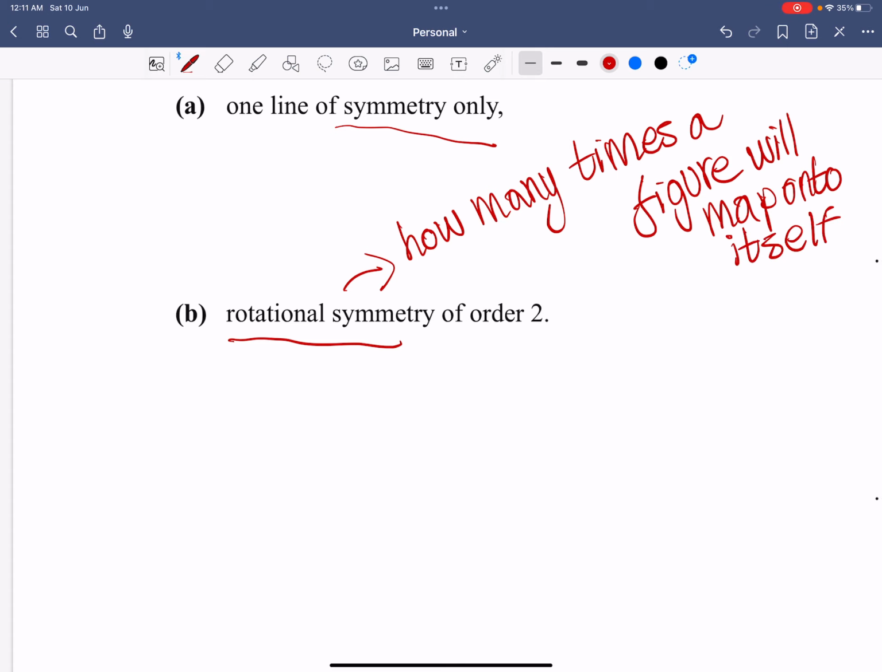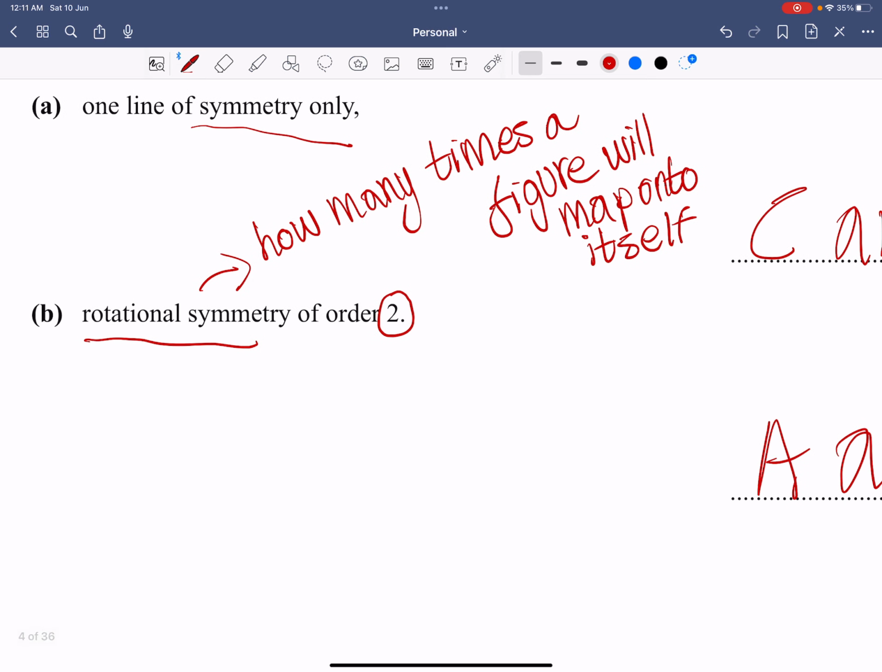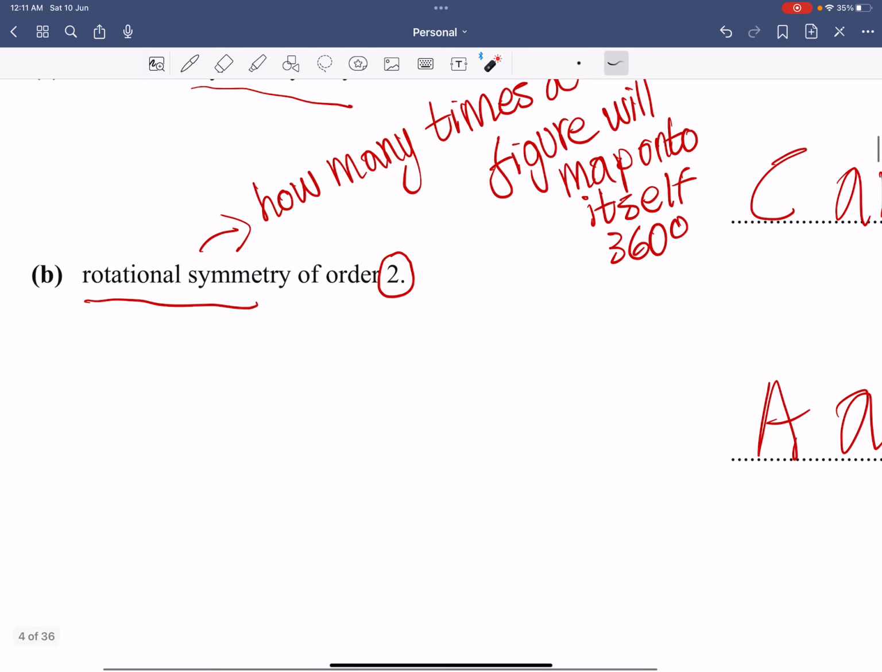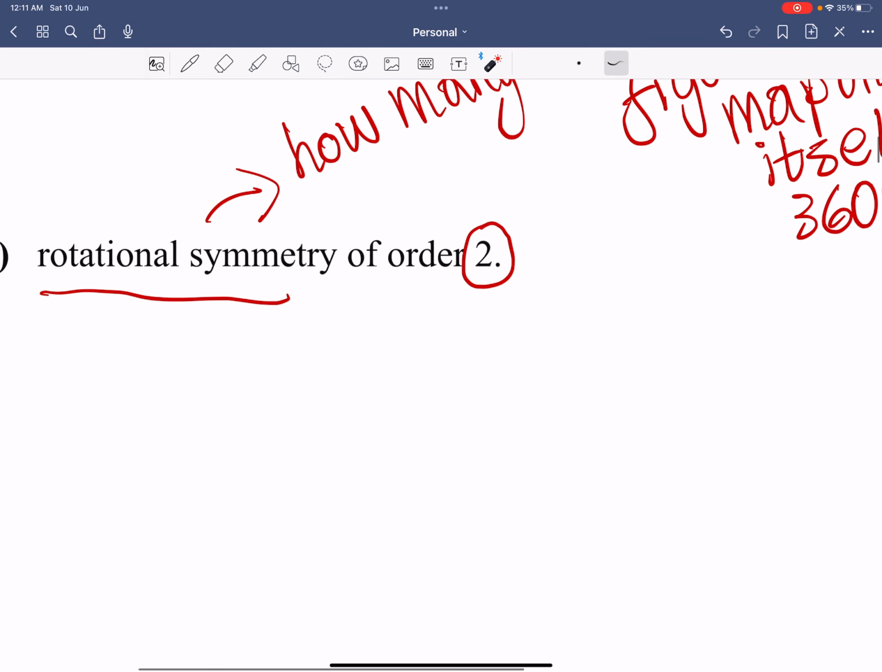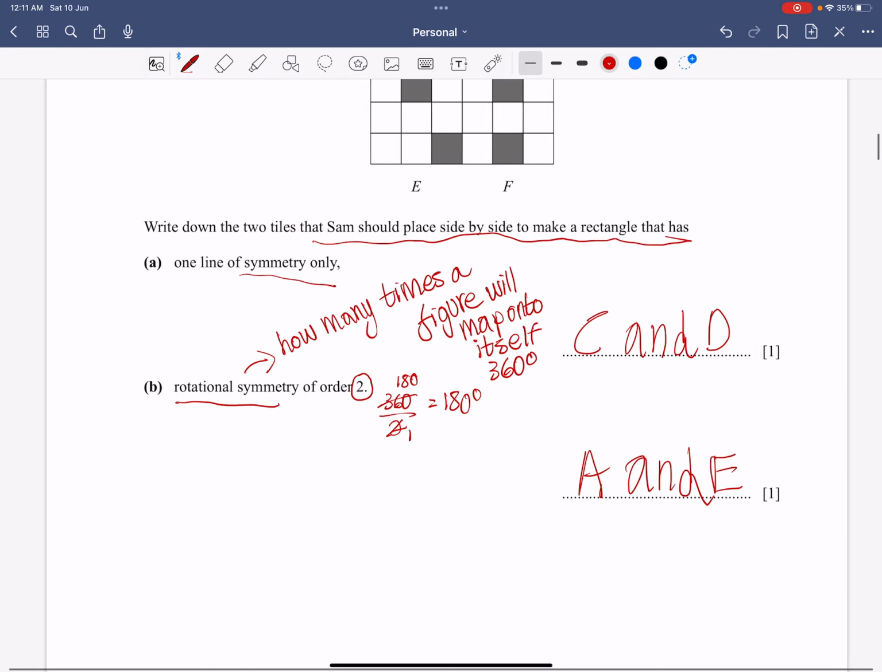If a figure has a rotational symmetry of order 2, I forgot to mention, it means how many times a figure will map onto itself in 360 degrees, which means one complete rotation. Since they have told us that it has a rotational symmetry of order 2, it has to map onto itself 2 times in 360, which means 360 divided by 2, which is 180. So after 180 degrees, it will map onto itself, and in the next 180 it will map one more time, which will result in rotational symmetry of order 2.